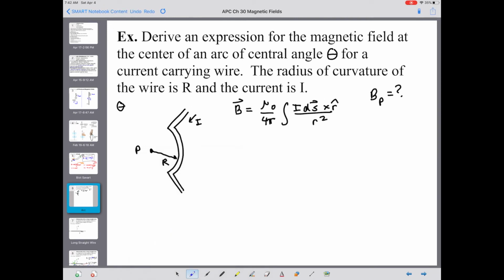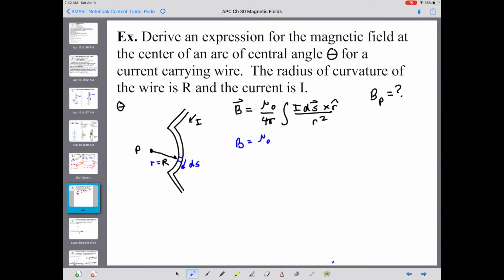So I'm going to go over to the diagram, and I'm going to chunk off a little ds, following in the same direction as the current would be. So we have our ds chunk. Little r and big R are the same thing, so R is marked as capital R there. Our unit vector would be along the same direction, so everything is marked.